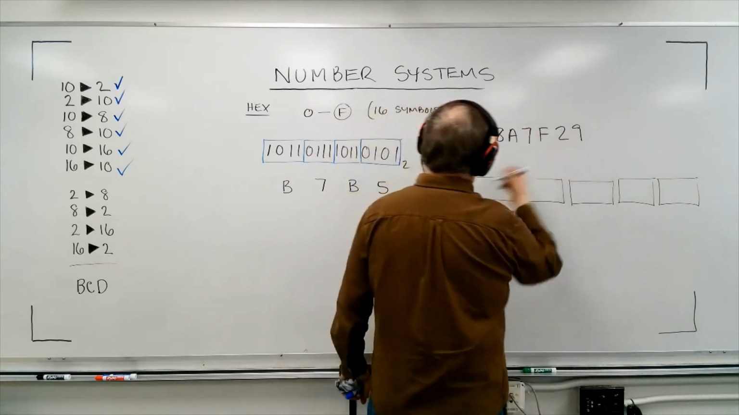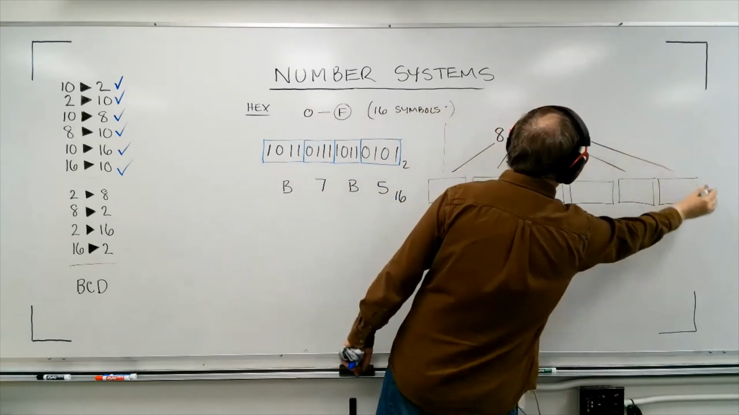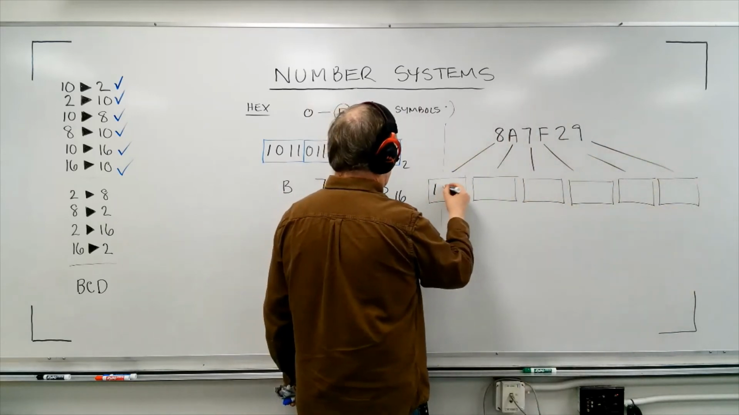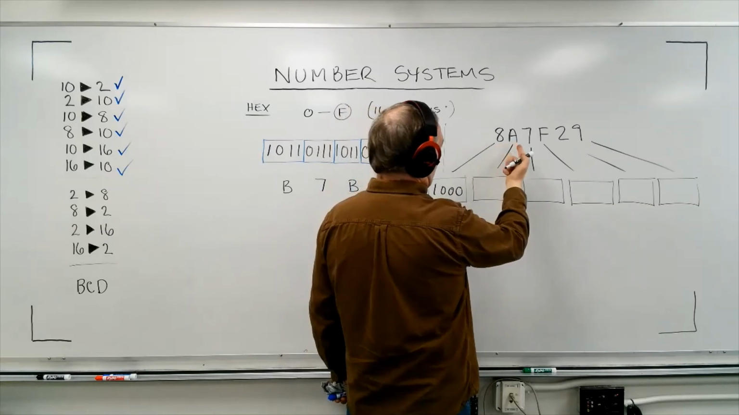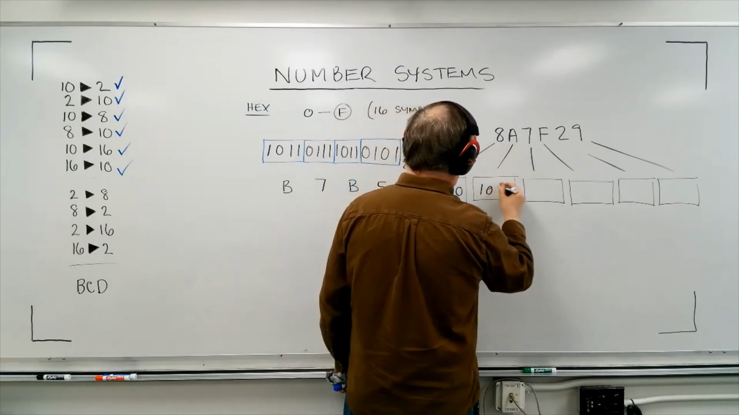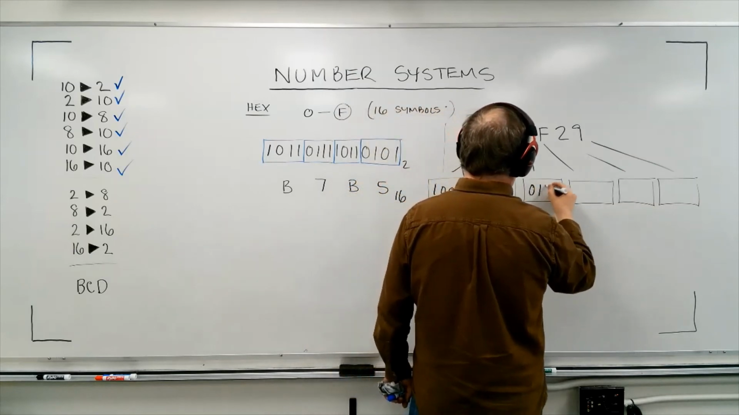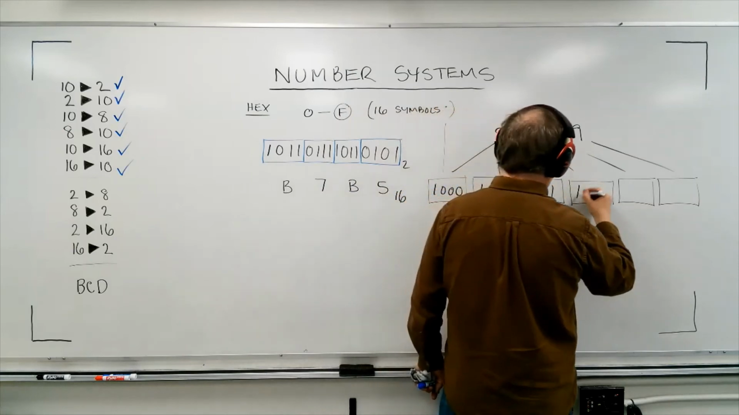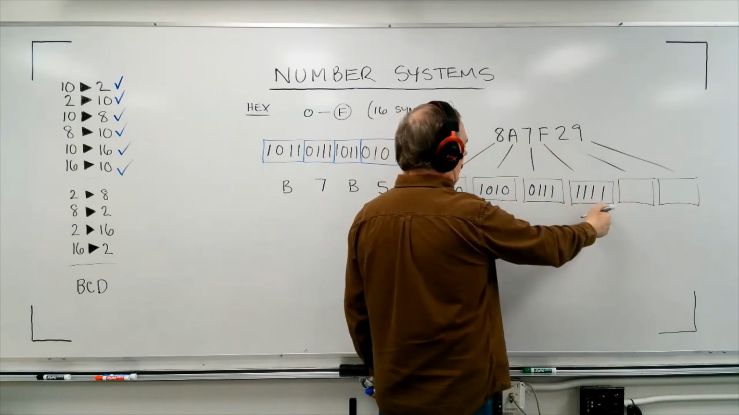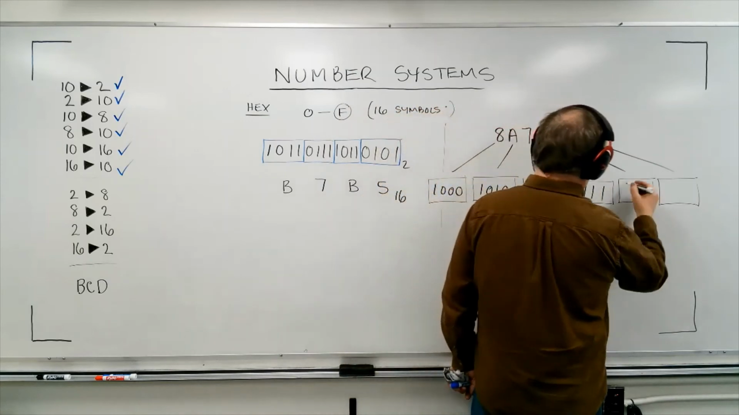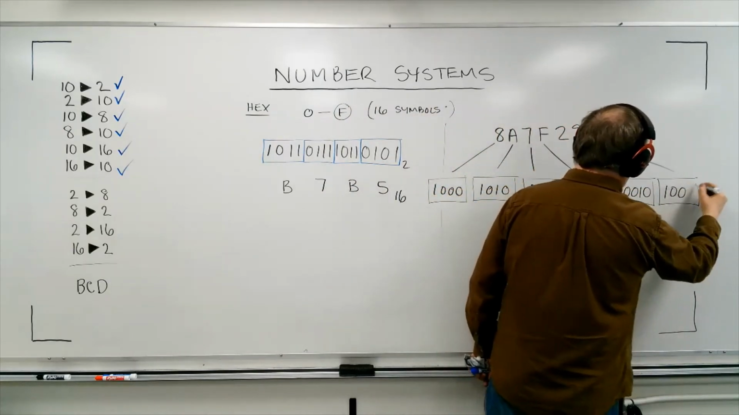I'm going to start at this side. Honestly, it doesn't matter where you start. Just draw a thing down so you know which box you're looking at. So the 8 is going to go in as 1, 0, 0, 0. The A is actually 10, so it goes in as 1, 0, 1, 0, right? 8 plus 2 is 10. This one goes in as 0, 1, 1, 1. F goes in as 1, 1, 1, 1. Remember, it took the whole thing, 8 plus 4 plus 2 plus 1 to make 15. 2 goes in as 0, 0, 1, 0, and 9 goes in as 1, 0, 0, 1.